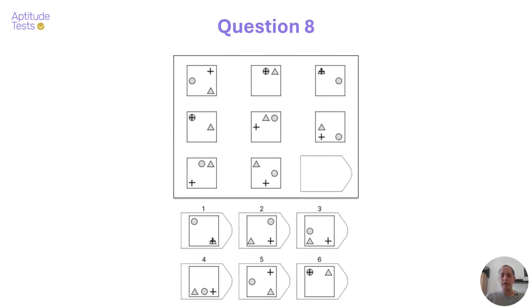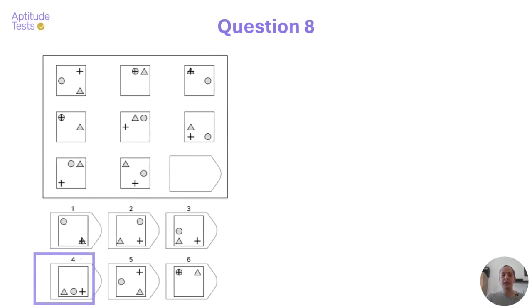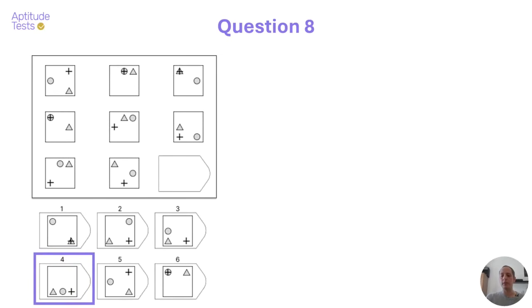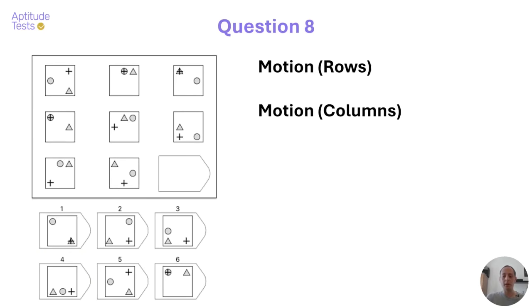Okay, question number 8. Take a moment to look at it, pause the video, and we'll move ahead to the solution. Okay, so the correct answer here is answer number 4, and this question relies on a certain number of shapes that move around inside the square. So you might have identified that this question follows the motion patterns across both the rows and the columns, but then we're going to dissect it and analyze it based on smaller parts of the question.